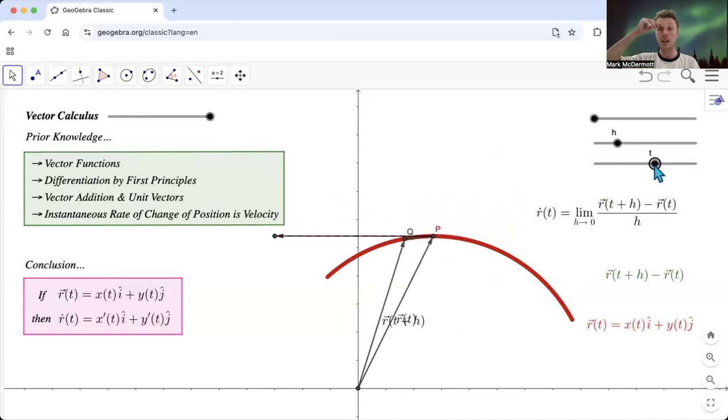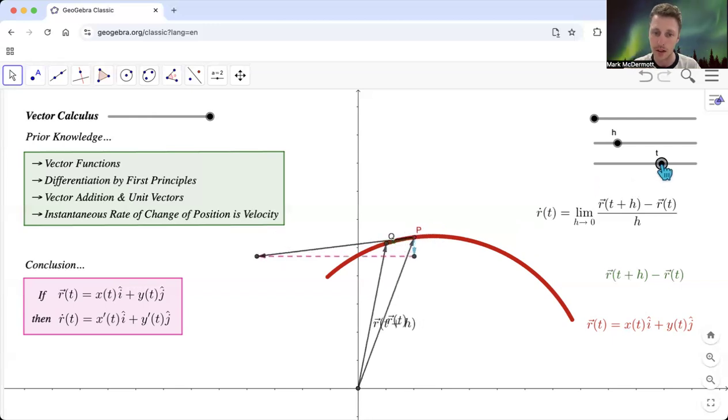Let's think about how the position is changing at that point. At that turning point, the point is neither moving up or down. Its velocity in the y direction is 0. So that's why it's entirely moving towards the left at that point in this case.